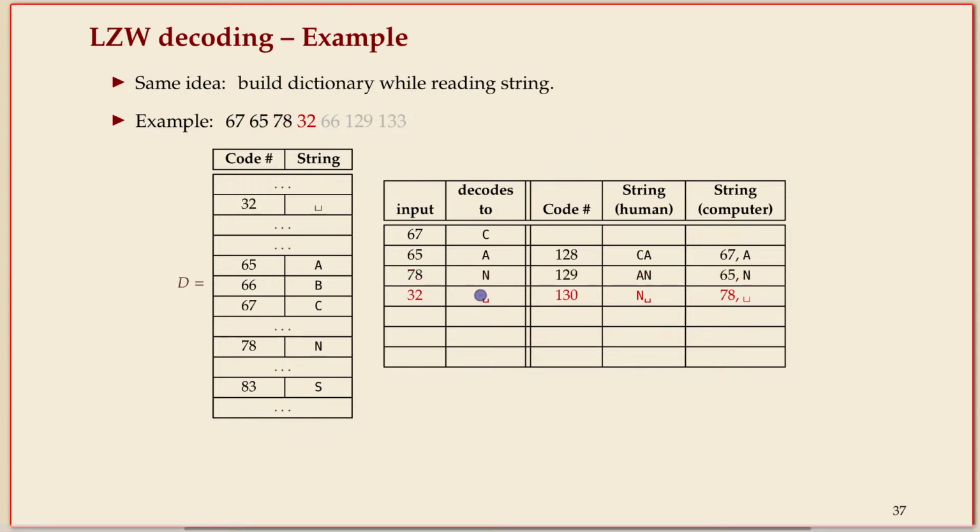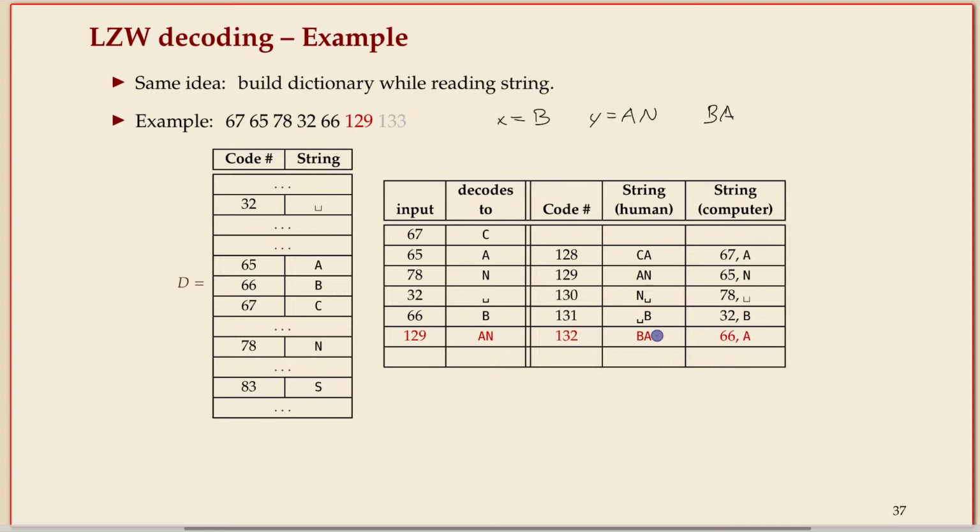One more, we decode the space, and we add previous phrase plus first character to the dictionary. One more, and then things first get more interesting. So we have the 129. That's one of the phrases we added. So it decodes to an. It's the first time we use one of these. So let me write one last time. Our previous phrase was the B. The new phrase is an. So the first letter of an is A, which means we add BA to the dictionary. And that's what you see here.